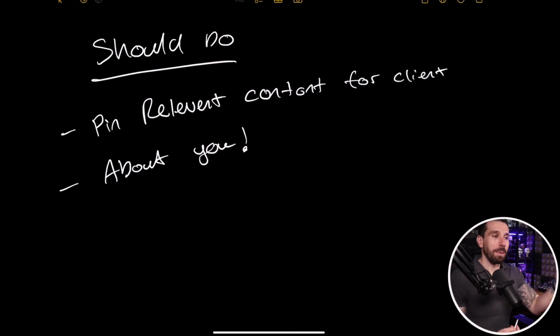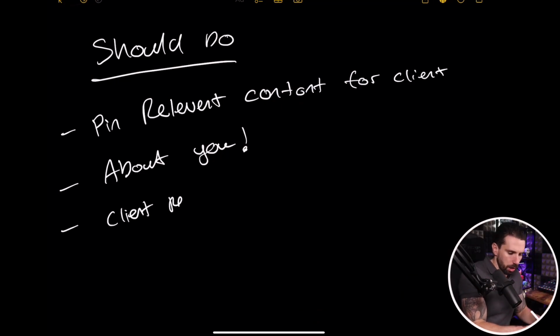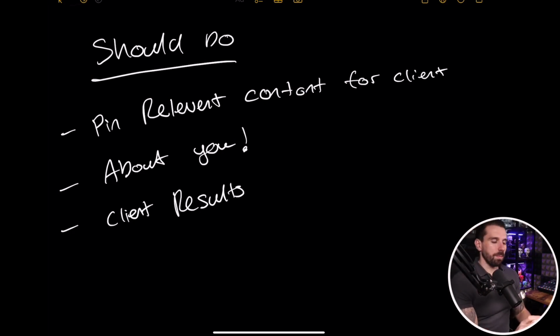So if you think you're going to pin the most relevant content for them, that's number one. You're going to then do an about you. And then the third one I would pin is client results. So client results, this can be anything extra that you think needs to be highlighted in order to demonstrate your expertise. So yes, this could be, if this is your top performing post, then fine.